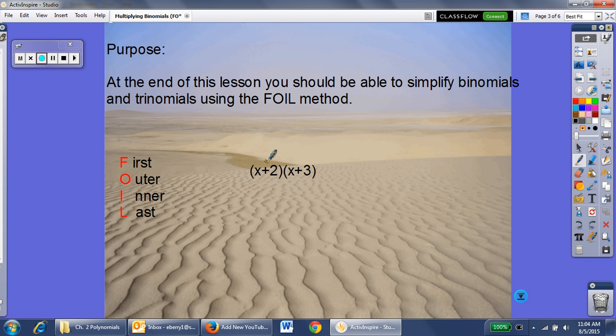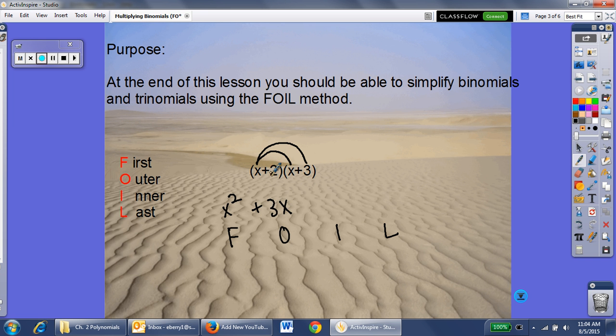So for example, the first terms in each set of parentheses are these x's. So we're going to distribute that first. So x times x gives you x squared. Outer are the outer terms. So that would be x and 3. So now I do this part next. x times 3 is 3x.